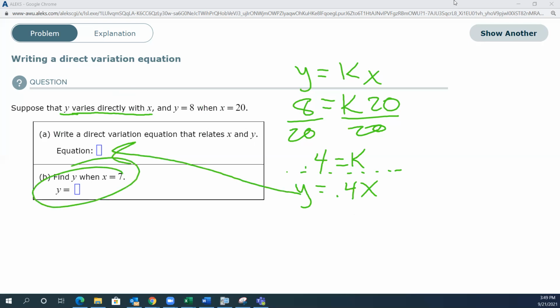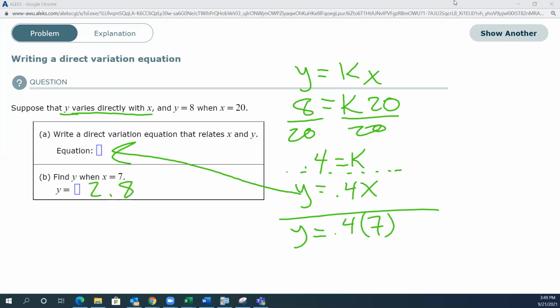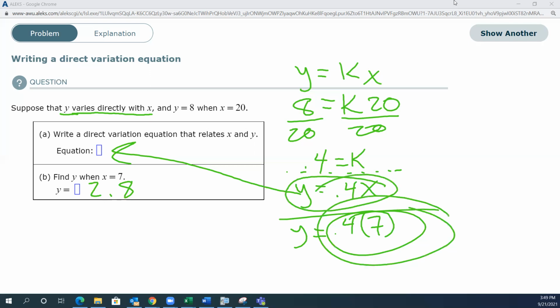Part B says, well, hey, when x is 7, what does y happen to be? Well, that would be 2.8. 0.4 times 7 is 2.8. So they say go out and build the equation and then go use it. And it gets pretty routine pretty quick.